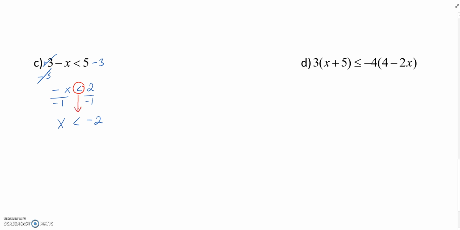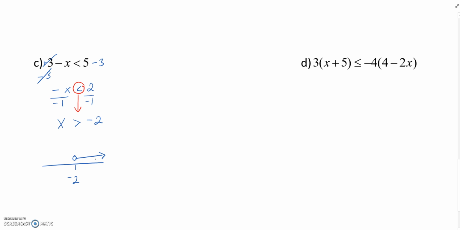Why do I need to flip the inequality? Because I divided both sides by a negative 1. So change that inequality symbol, so now it's a greater than. So x is greater than negative 2. Once you finish that, plot it on a number line, negative 2, open dot, and greater than.